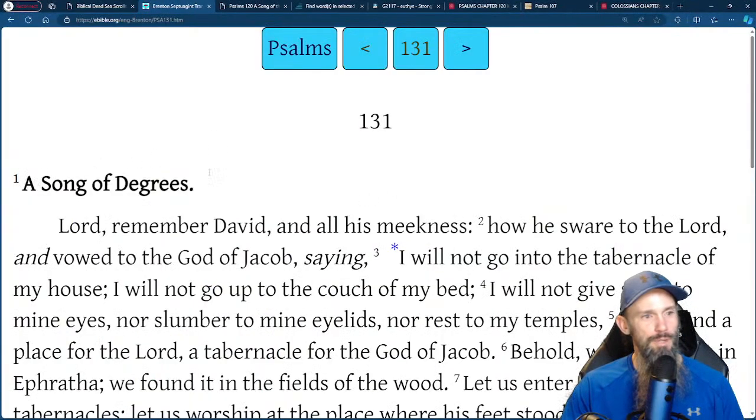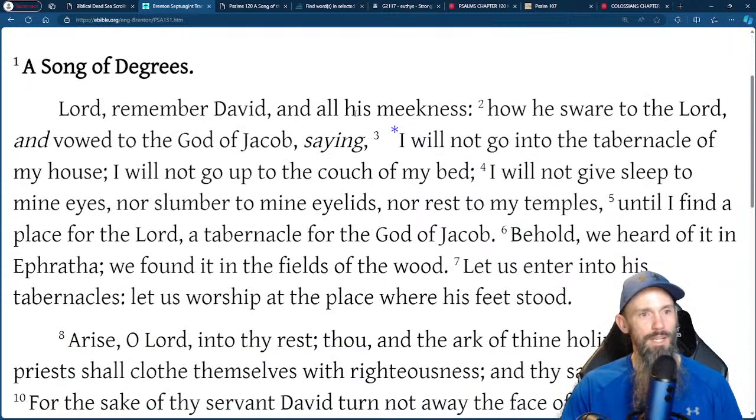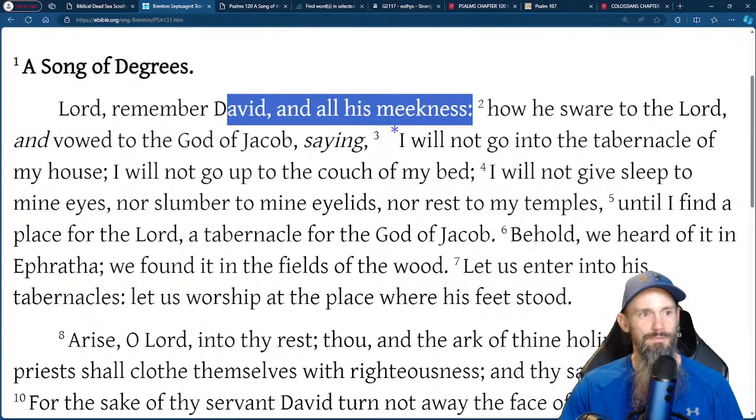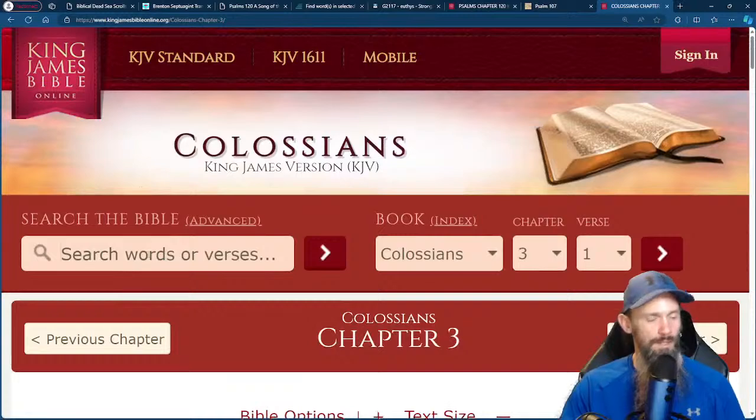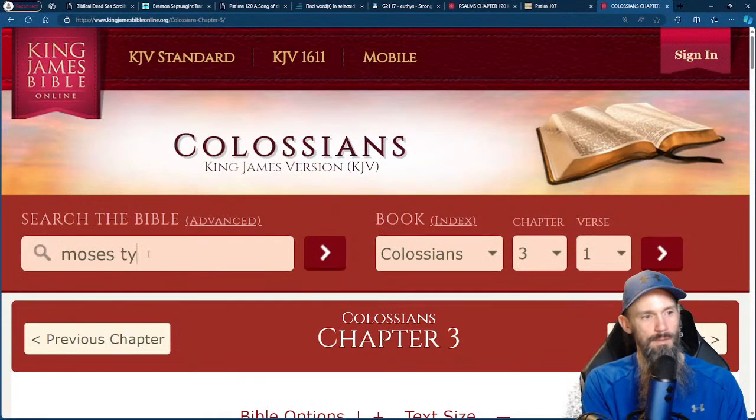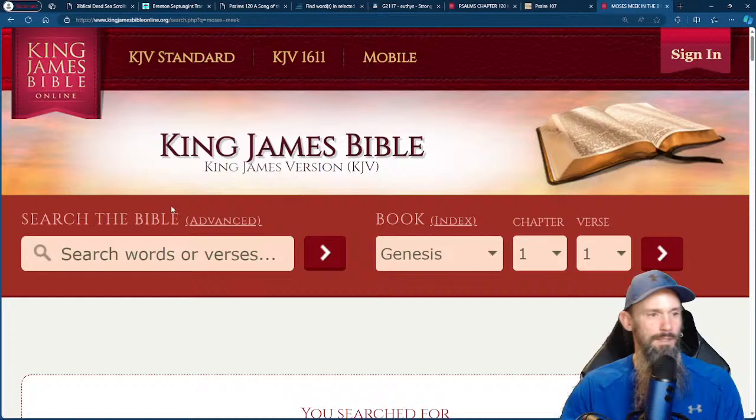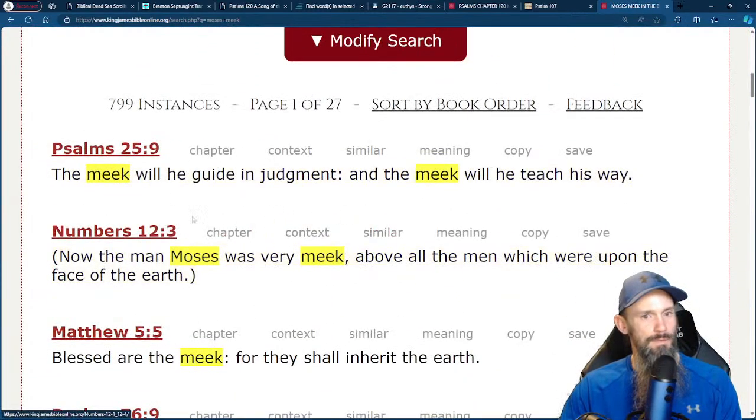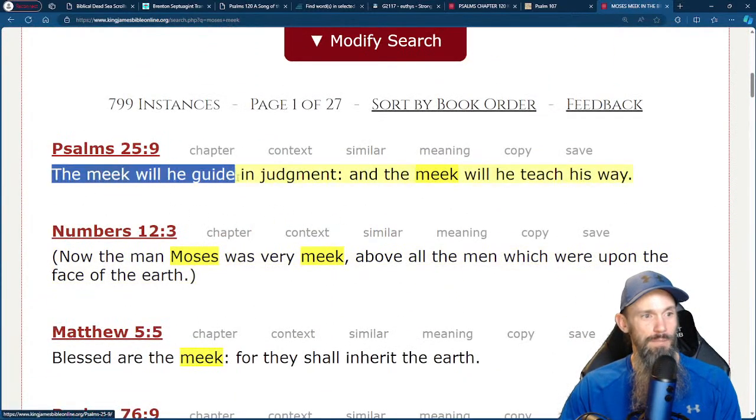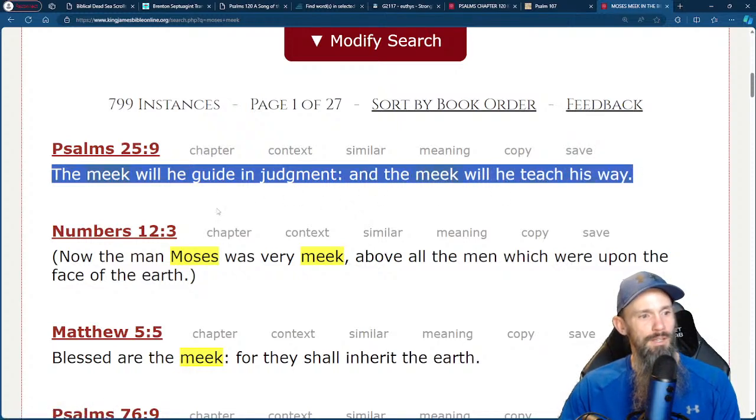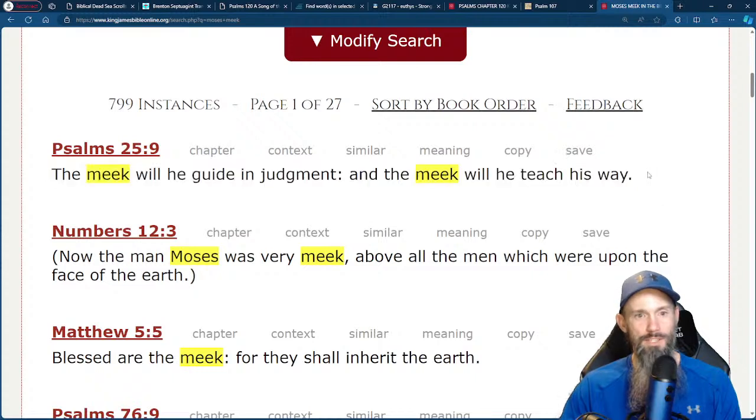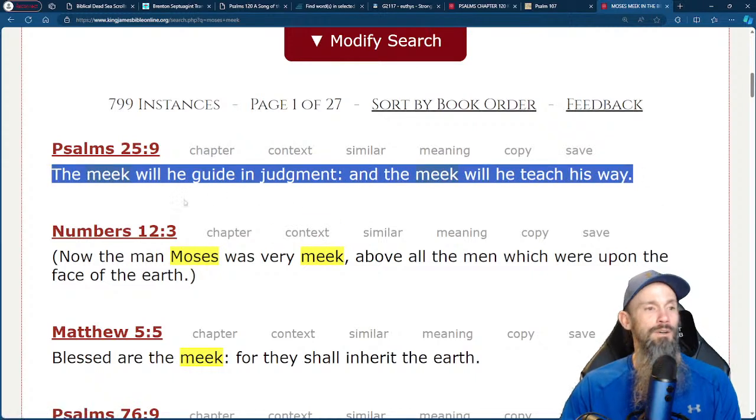Psalm 132, 131 to Brenton. A song of degrees. Yahuwah, remember David and all his meekness. Just like Moses, right? Moses was the meekest man. Psalm 25:9, the meek will he guide in judgment, the meek will he teach his way. If you wonder why some people get knowledge and then they get cut off, or people don't get knowledge at all.